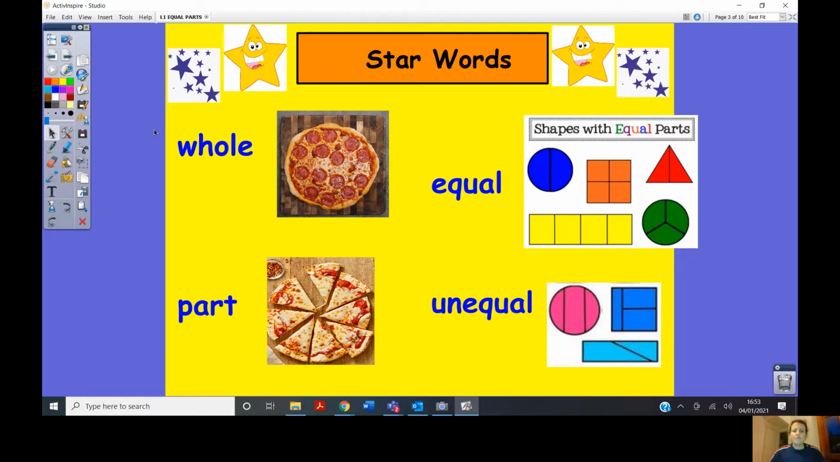So, whole. Oh, let's do that again. My turn, your turn. Whole. Much better. Part. Equal. Unequal. Excellent. We've looked at these words before.